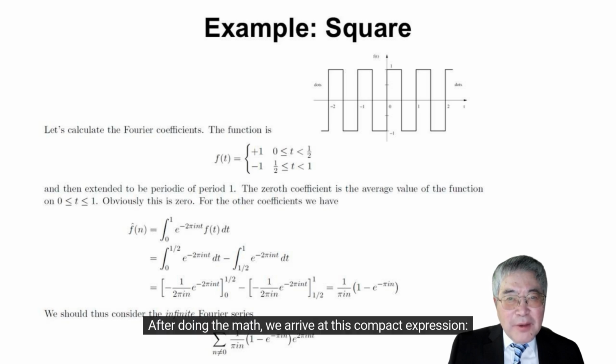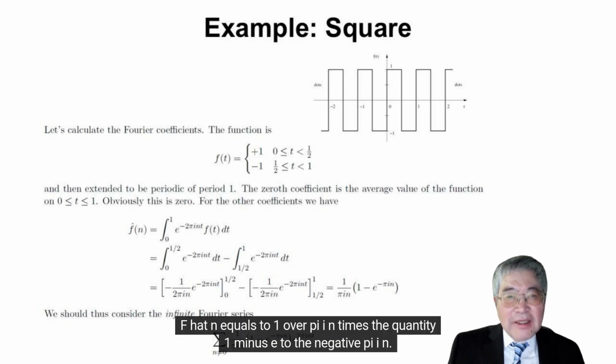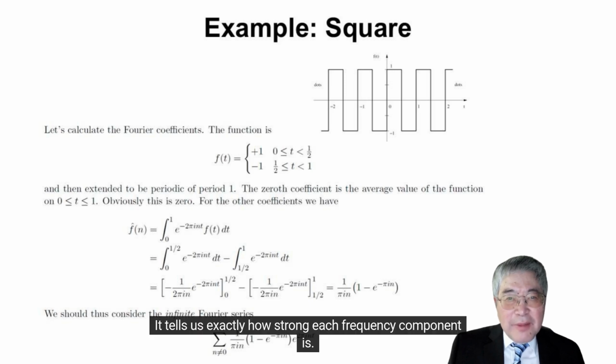After doing the math, we arrive at this compact expression. F hat of n equals 1 over pi in times the quantity 1 minus e to the negative pi in. Now this is an elegant formula. It tells us exactly how strong each frequency component is.